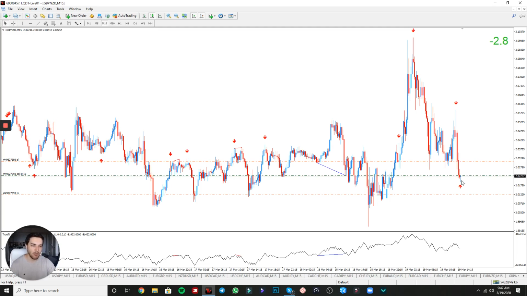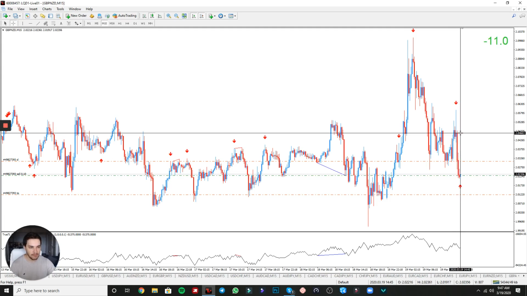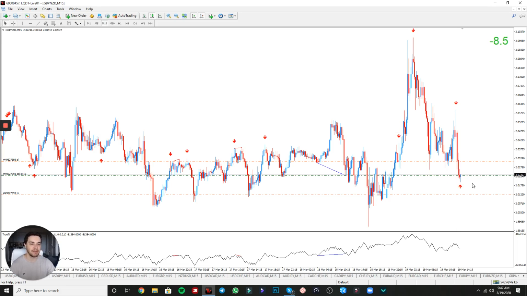I mean, obviously I got a horrible entry here, so I don't care if this one hits stop loss or not. But yeah, if I would have gotten in at the close of that candle, so at the close of this blue candle, how much did it fall? It fell down by 267 pips right there. So yeah, clearly I got in at a bad spot. Horrible entry, but I just wanted to show you that.